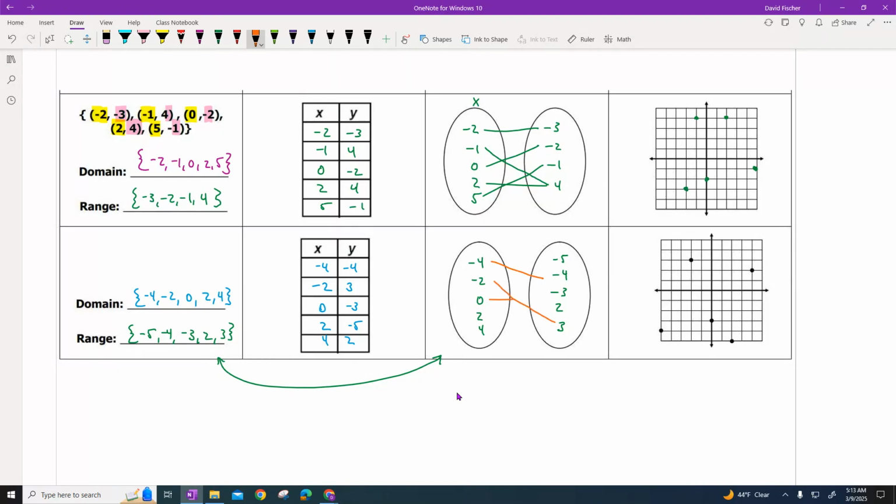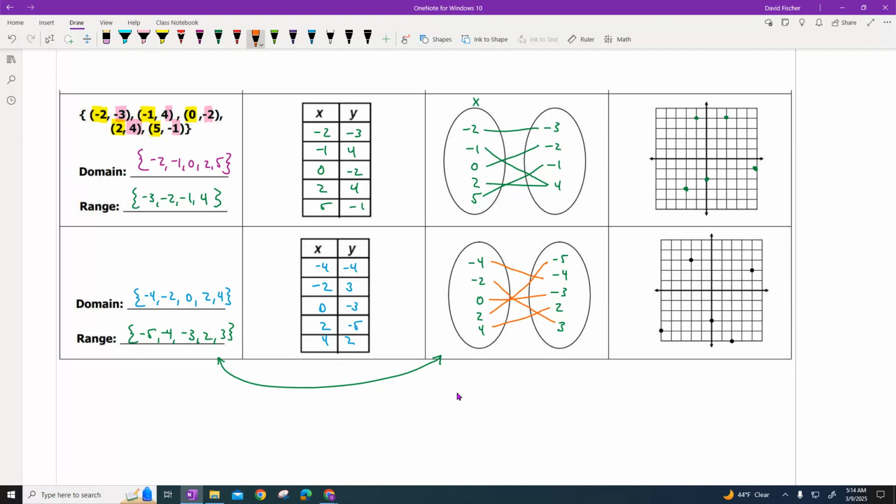0, -3 matches up. 2, 5. And 4, 2. All right. So again, we're going into functions now. This would be a function because I see only one line coming off of these guys. This one's a function because I see only one line coming off.